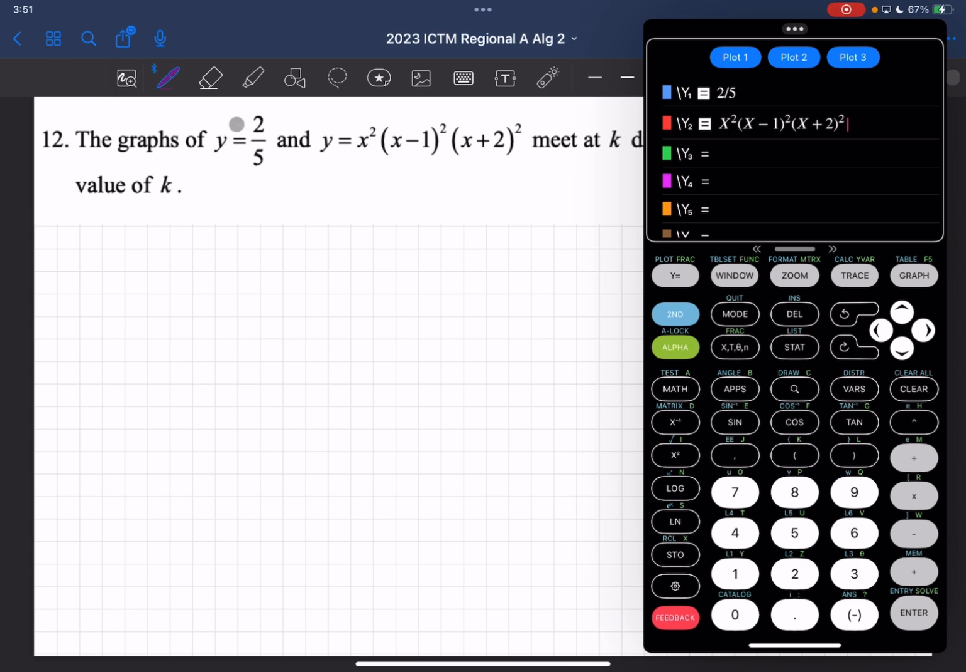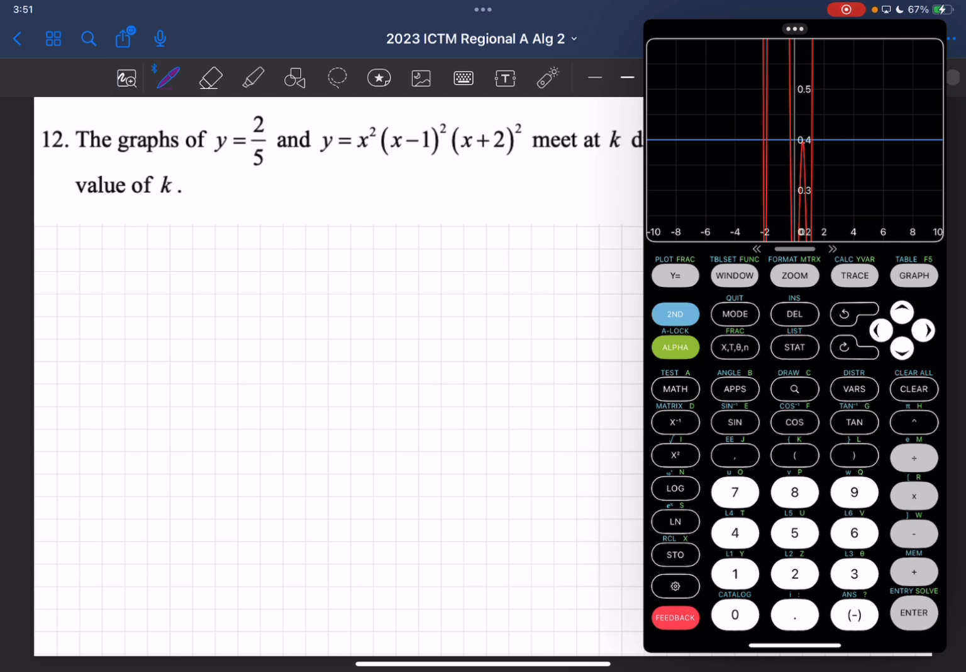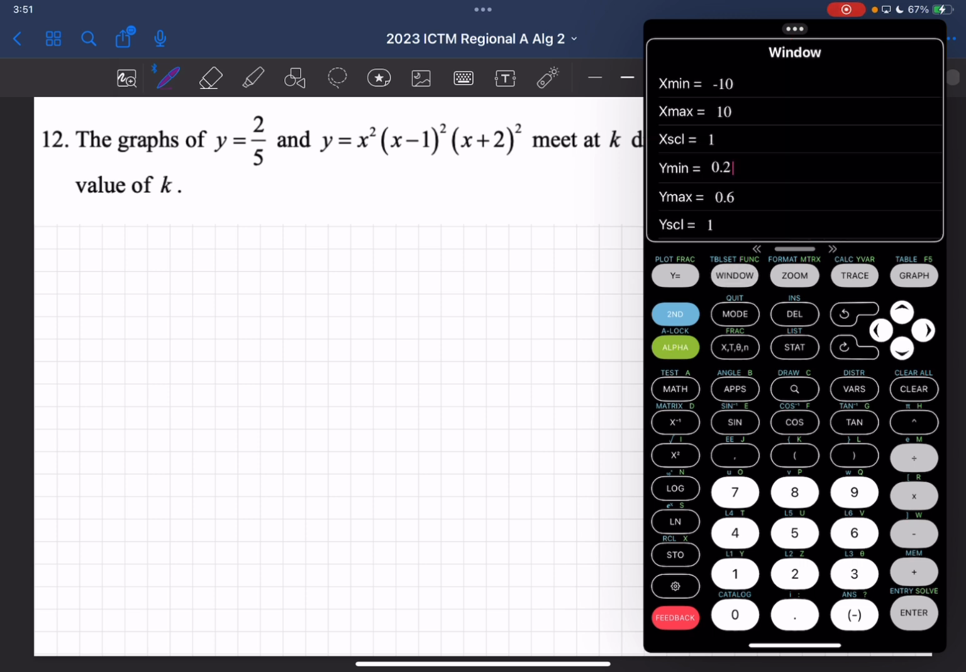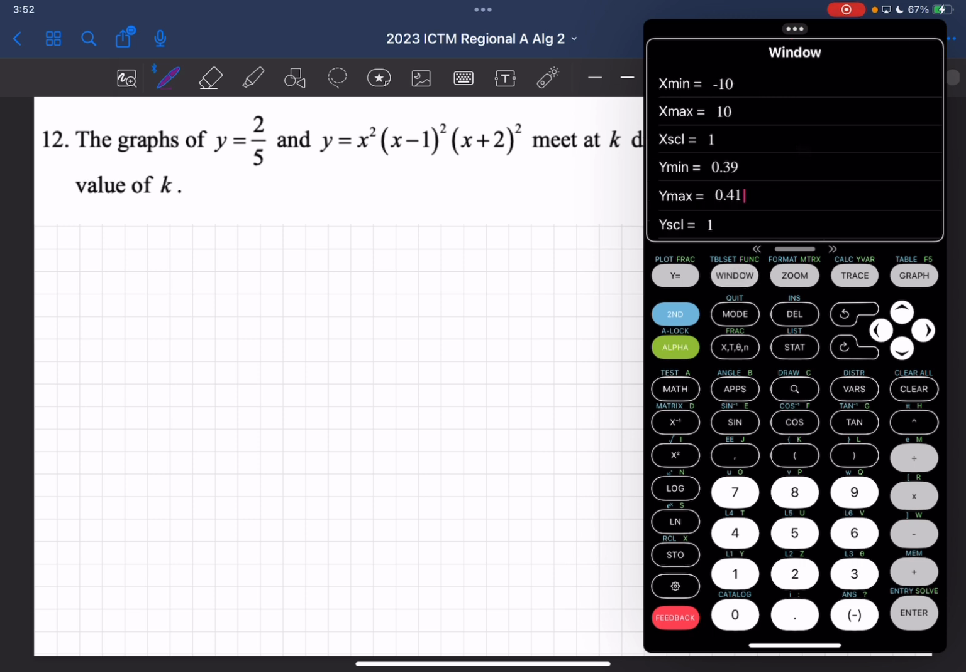Okay, now notice I'm concerned about when it hits around 2/5. So for my window, 2/5 is 0.4. So I'm going to go from 0.2 to 0.6. And I'm going to make my x min negative 10 and my x max positive 10. And let's see. Okay. Looks like we've got several. Now, this spot right there, I'm not quite sure about. So I need to get in real close to be absolutely sure whether or not they touch. And it looks like it doesn't. It looks like it comes up, but comes just short of that. So let me go in even further.